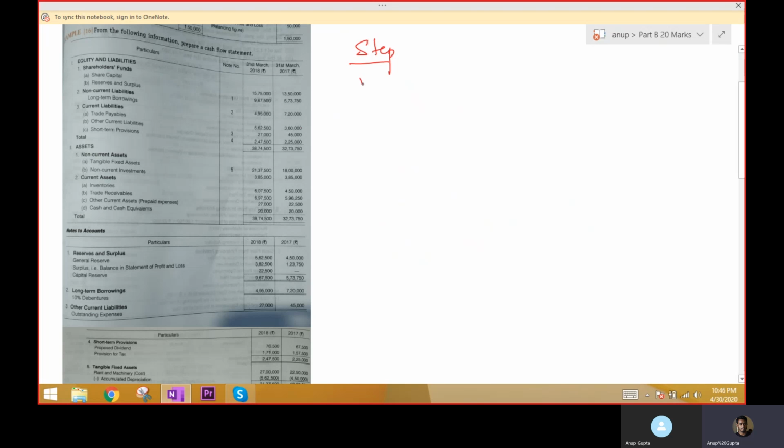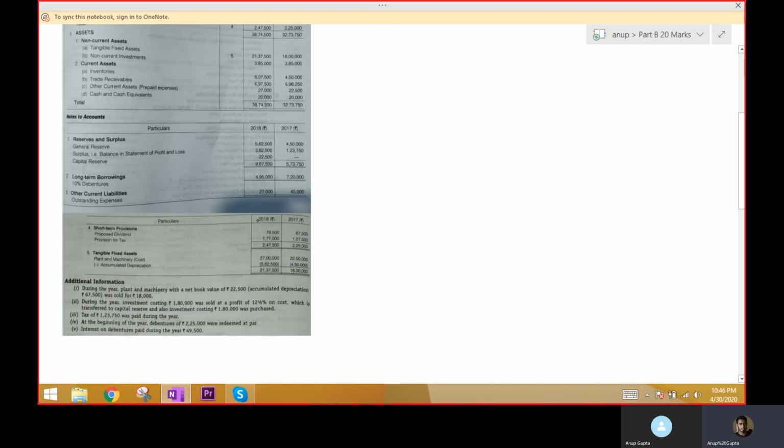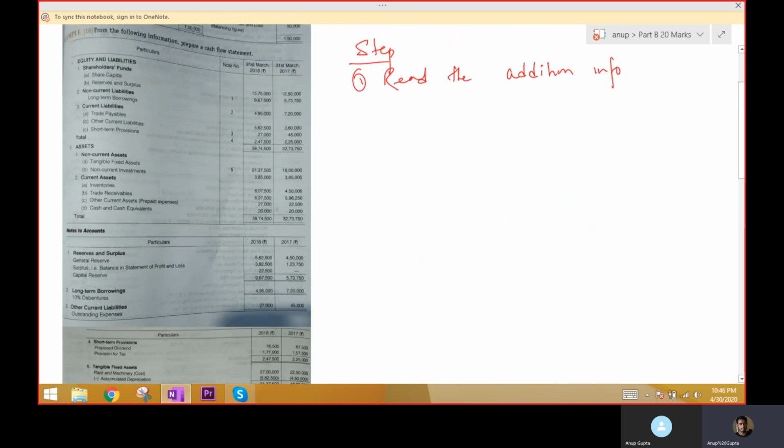The first step is to read the additional information. Where is the additional information? This is the additional information which is given at the bottom of the question. You read from the last. Read the additional information given at the bottom of the question.